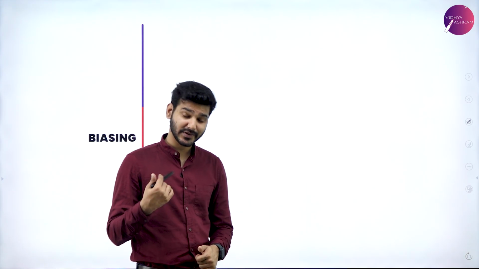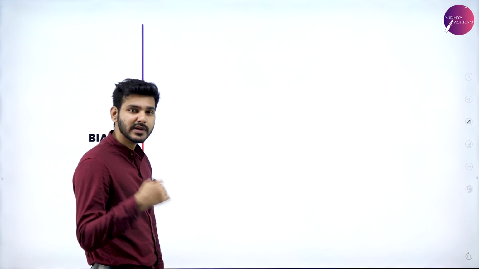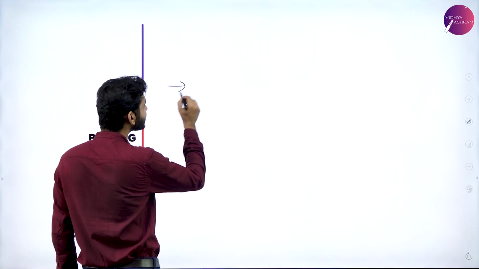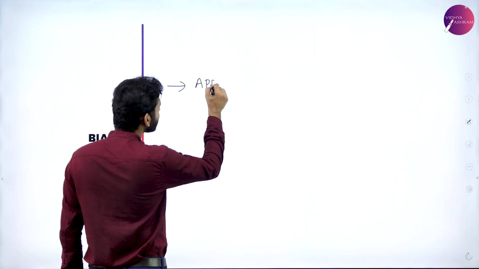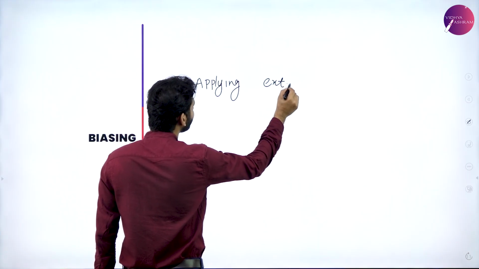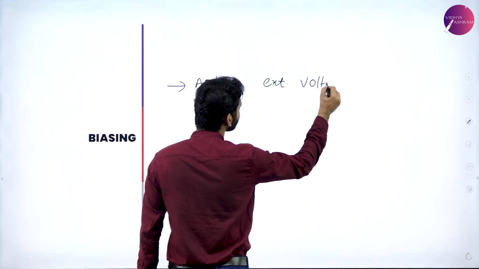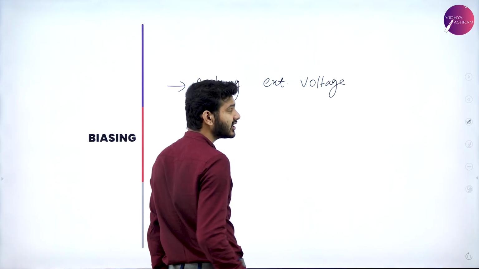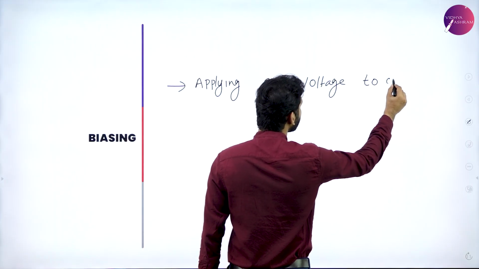Now, what exactly is biasing? So biasing actually means that it is the process of applying external voltage to a diode.